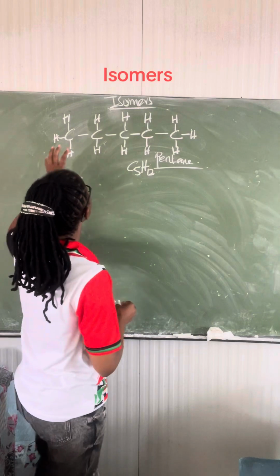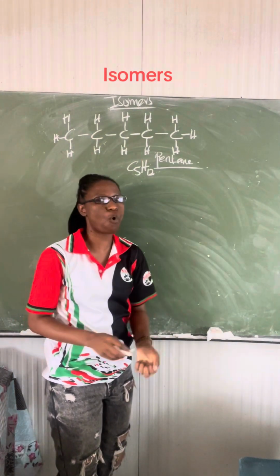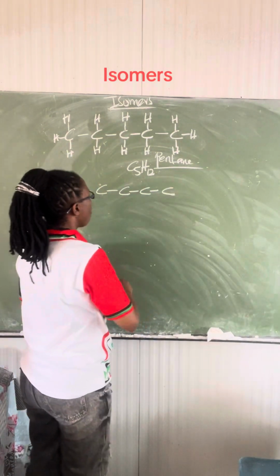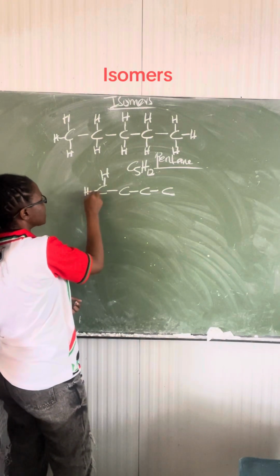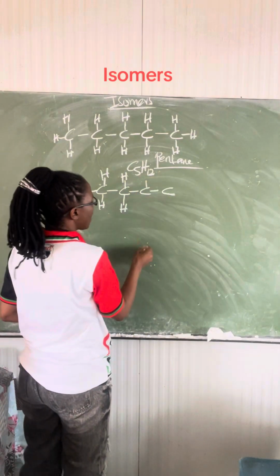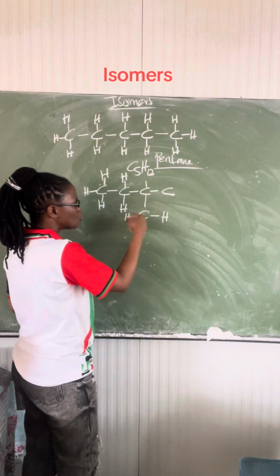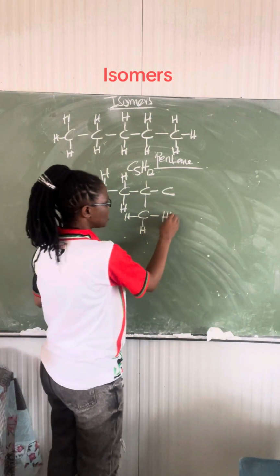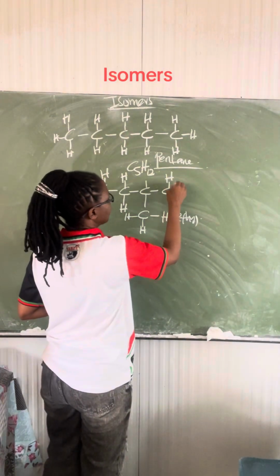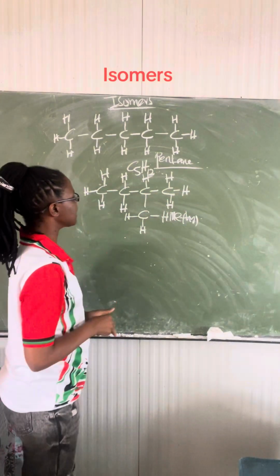From this compound, I can draw another structural formula, where my parent or longest chain will contain 4 carbons. Then on my second carbon, I introduce a substituent, which is going to be a methyl. So I proceed to indicate the other hydrogens that I'm missing. There was a missing hydrogen there. So we can see that now.